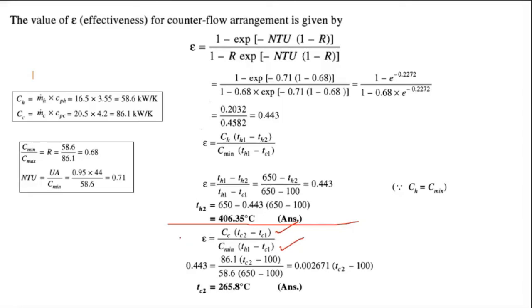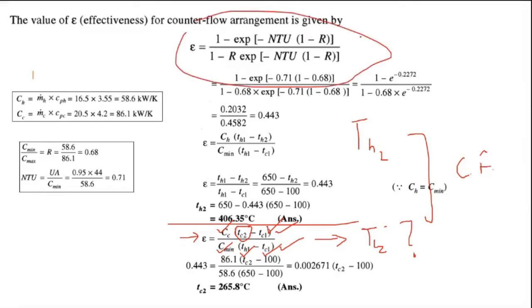In this expression also, effectiveness value is known, CC is known, C minimum is known, TC1, the inlet temperature for the cold fluid, is known, TH1 is known. So here TC2 is the only unknown. Using this, can we find the value of TC2? Yes, sir. Okay. So this way we have determined the value of TH2 and TC2 for counterflow heat exchanger. This is for counterflow because the effectiveness term was determined for counterflow arrangement.